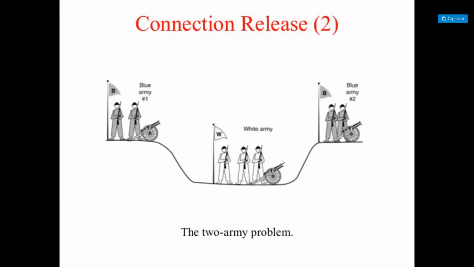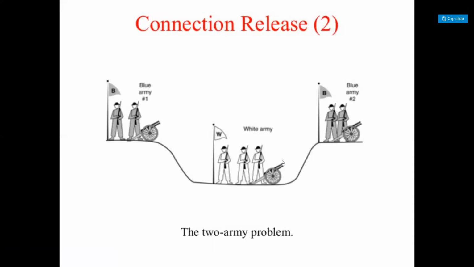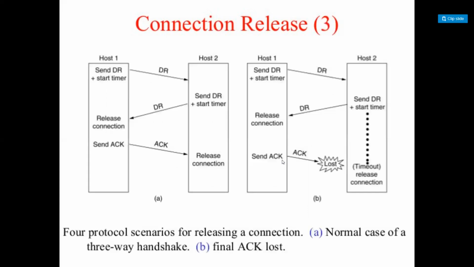See here, the two army problem. We have two armies here, blue army 1 and blue army 2, and in the middle of the two blue armies, we have a white army. See the example.